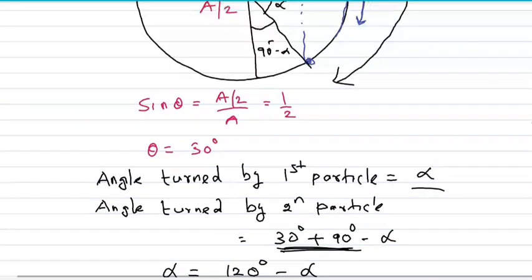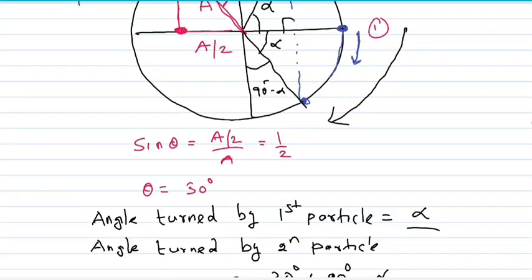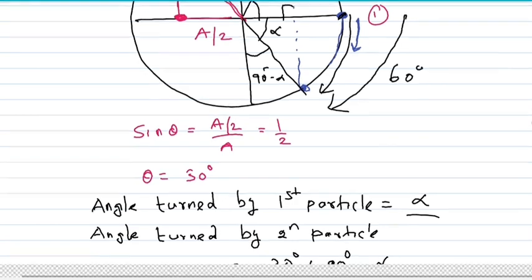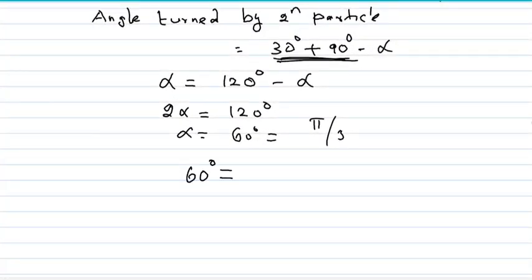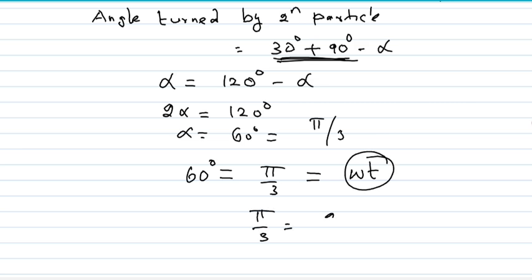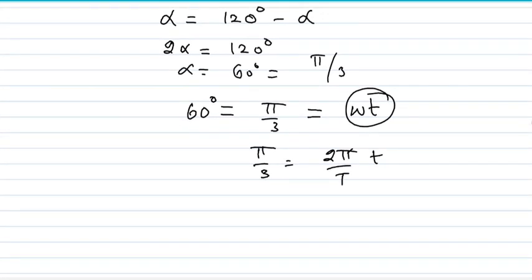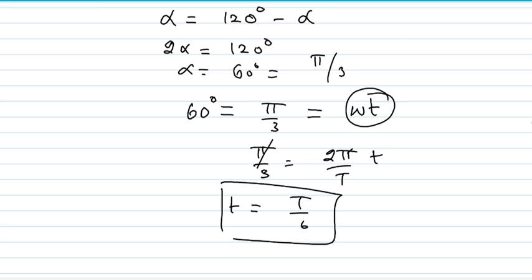That means the angle turned by particle 1 from here to here is 60 degrees. I can equate 60 degrees, which is pi by 3, to omega t, because the angle turned is going to be omega t here. So pi by 3 is equal to omega, the formula being 2 pi by capital T, into small t. Here pi is cancelled, and I get small t equal to capital T by 6. That means after T by 6 seconds they will meet.